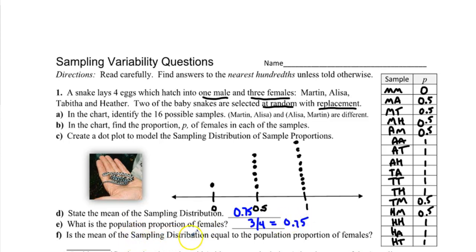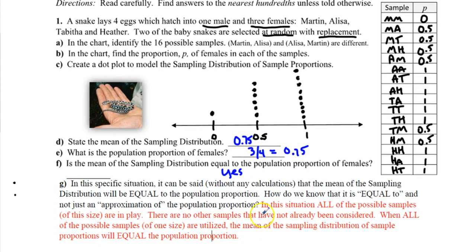Is the mean of the sampling distribution equal to the population proportion? Yeah, it is. And why is that? Well, this is a strange case. This is where we know all the possible samples of this size. Every pair we were able to list out. And this is pretty rare. There's no other samples that we haven't considered. Okay? So when you know all the possible samples of one size are utilized, the mean of the sampling distribution isn't just close to the population proportion, it is exactly the population proportion.